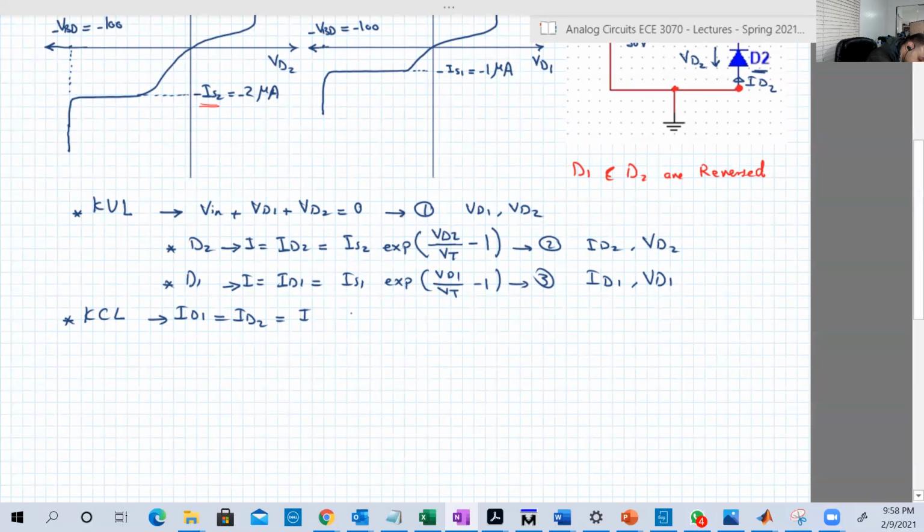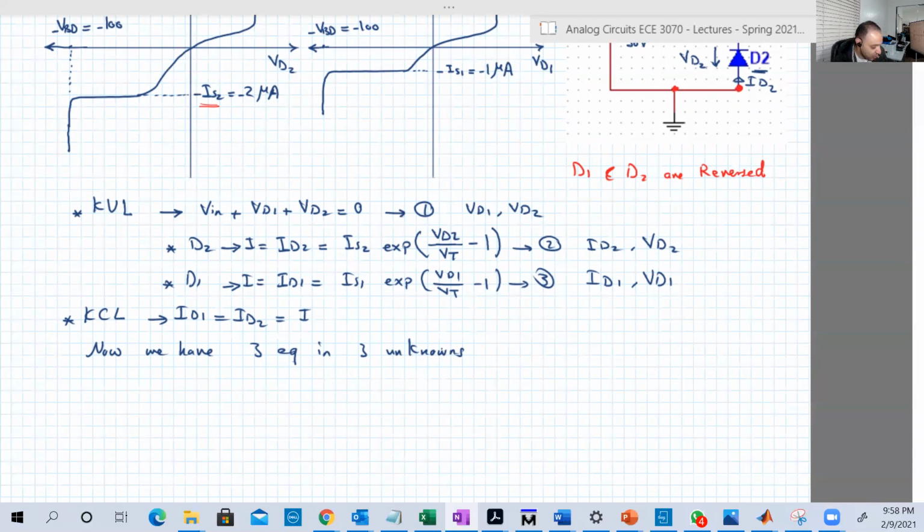So we have now three equations in three unknowns, because I is just ID1 and ID2. But it's not over yet, because two of them are nonlinear.